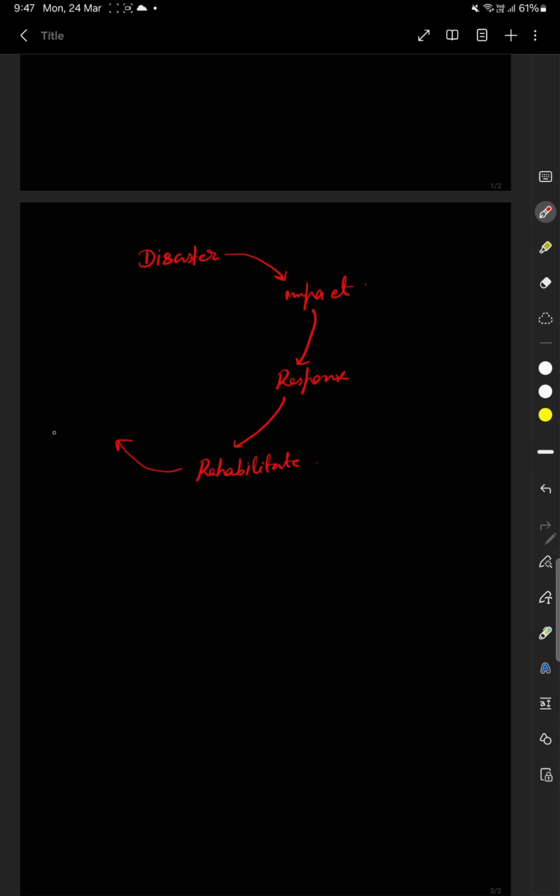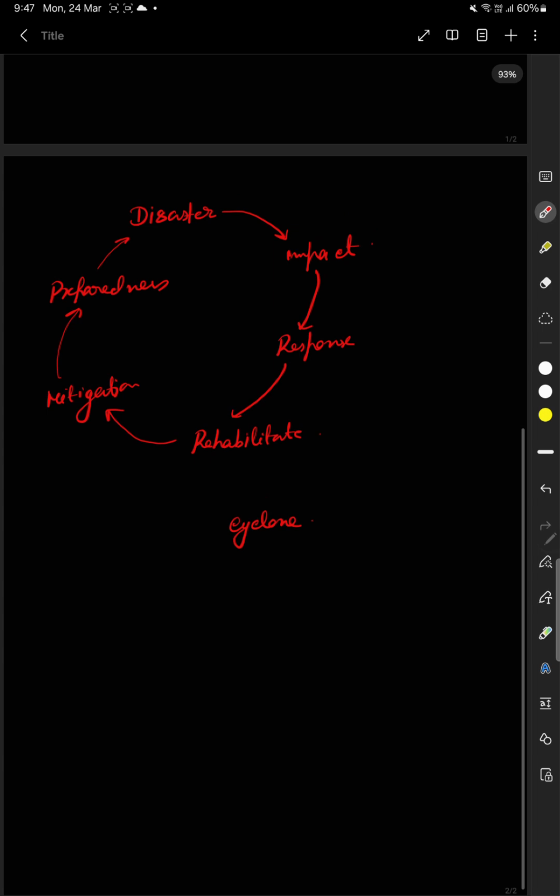After that, we want to do mitigation. After that, we want to do preparedness. So this is the disaster cycle. First, let's say a cyclone will happen. What do we do before the cyclone? We can see that messages come to our mobiles that nobody should go outside during that period. That is warning the population about the disaster that will happen in the near future, making the population aware. That is called preparedness.